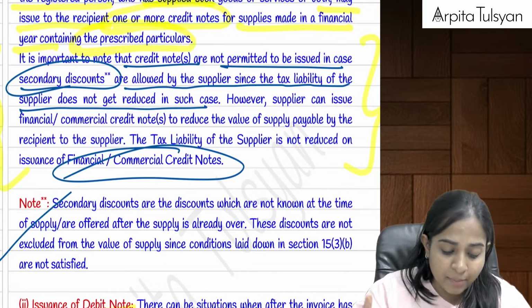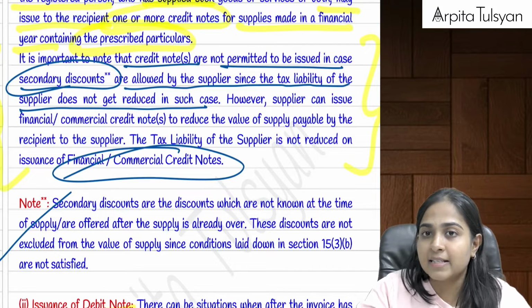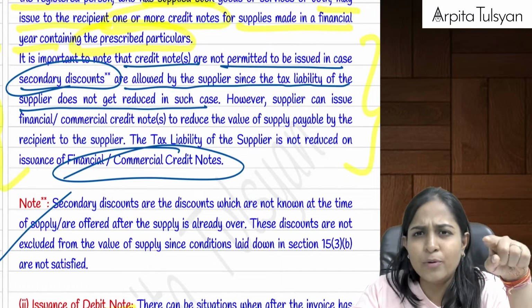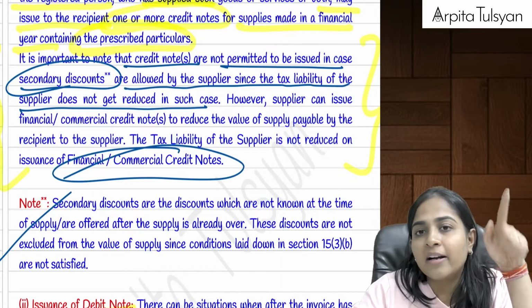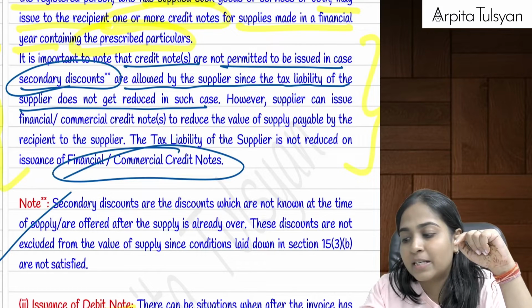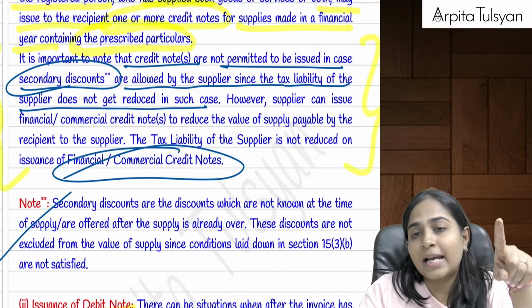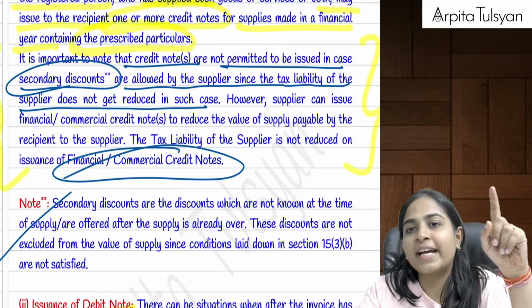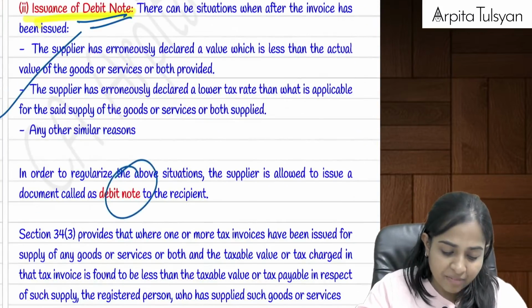Yes, one important point is in case of secondary discounts. We have already studied this in the valuation chapter, I think, that if secondary discounts are offered by the supplier to the recipient, then because of that, the tax liability cannot be reduced. So for secondary discounts, credit notes cannot be issued.